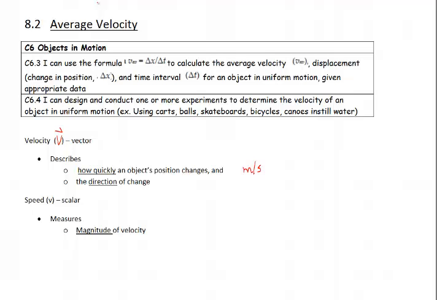Speed sounds very similar to velocity, but it's a scalar quantity. It only measures the magnitude of the velocity. It doesn't tell you which direction an object is moving, but it's still measured in meters per second.